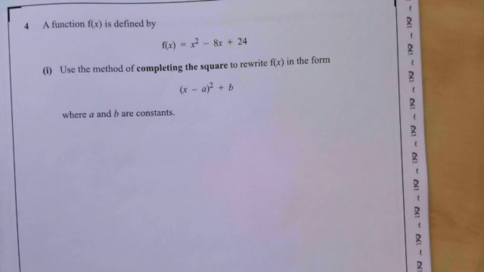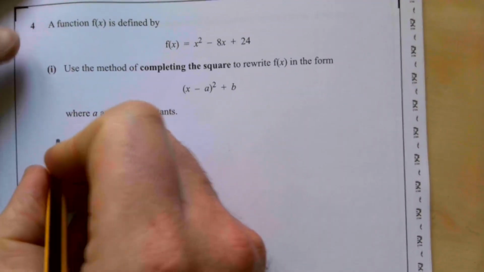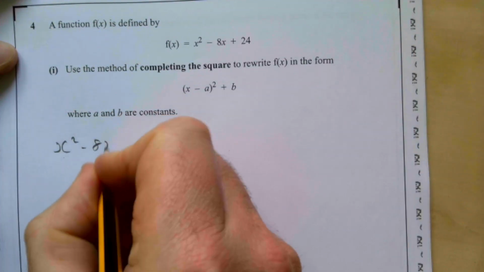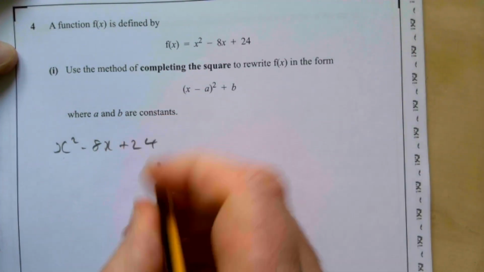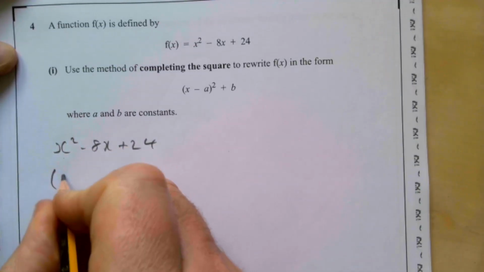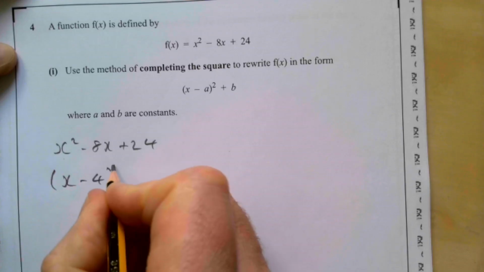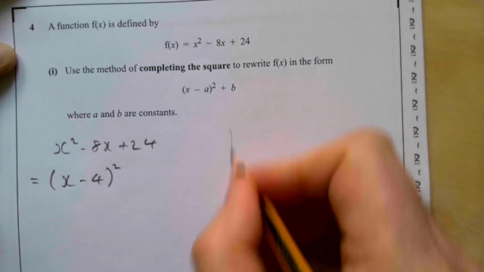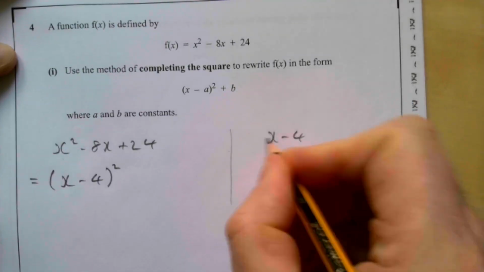Question 4. A function f of x is defined by f of x equals x squared minus 8x plus 24. Use a method of completing the square to rewrite it in this form here where a and b are constants. So we have x squared minus 8x plus 24, and the way we set it up is I take half of this here. So then over to the side I'm going to multiply out x minus 4 all squared.